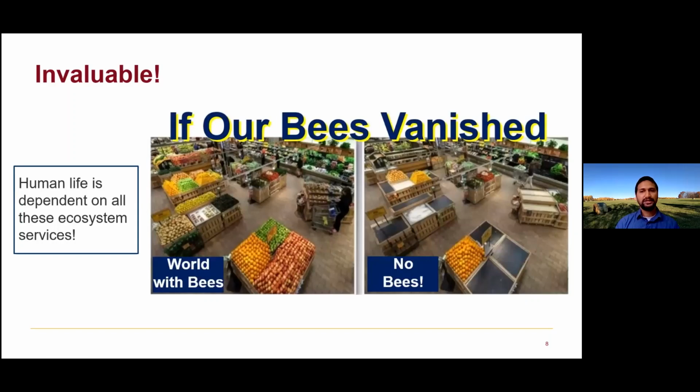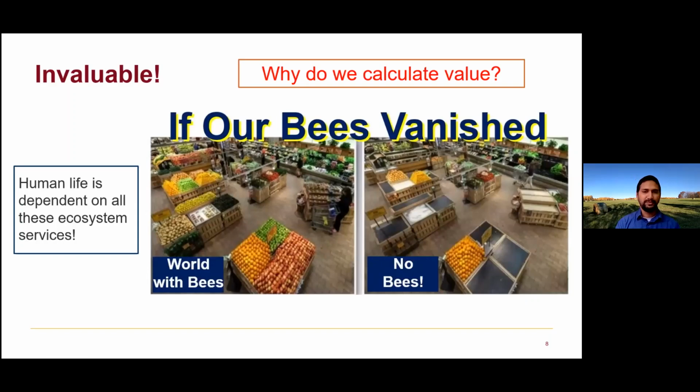But still, we calculate value. So why do we calculate value? We put a price tag on those types of invaluable non-market goods just to compare them with another invaluable non-market good and make a policymaker's life easy in taking policy decisions.